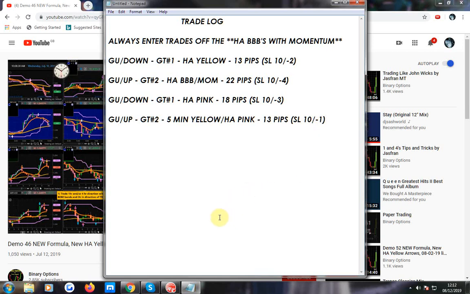So eventually, when you've logged your entire week's trades, you can look back and say, well, hang on a minute, it's never gone anything more than 4 pips against me. Why am I using a 10 pip stop loss?